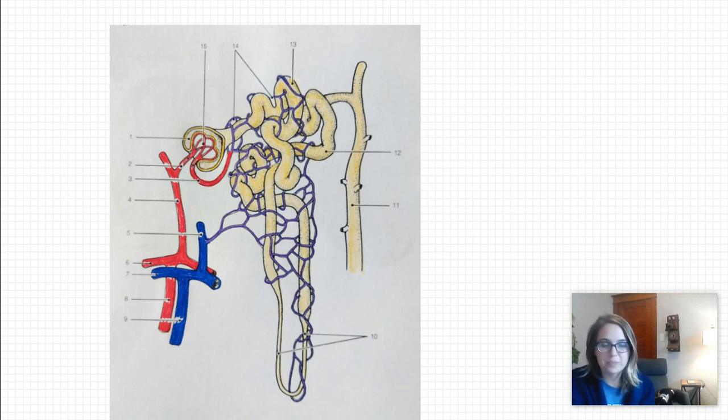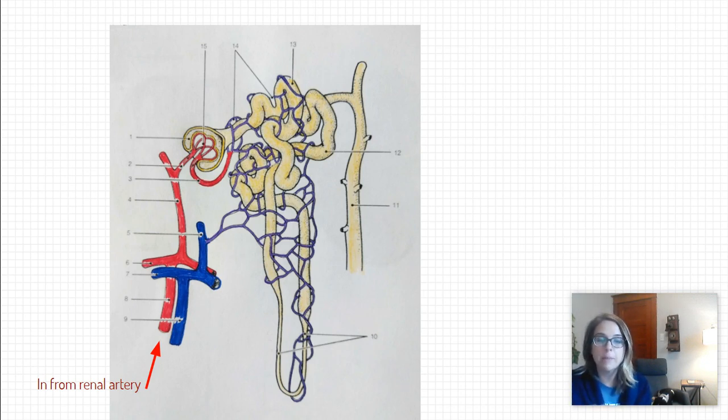Okay, so let's go through this. I'm not going through the numbers. I'm actually going to go in order of how blood would flow through. It is not the numbers that are on here. Those are just identifying numbers. So the first thing isn't even labeled on here. I want you to draw a red arrow going into our red blood vessels.